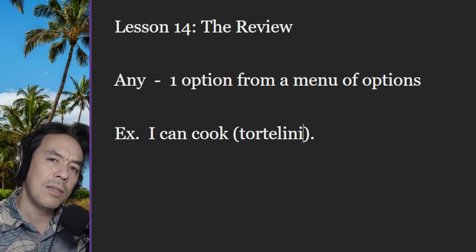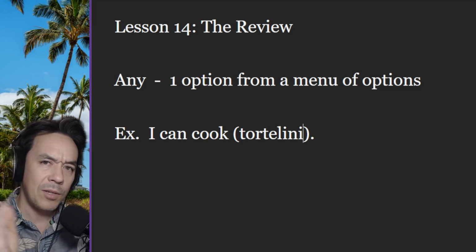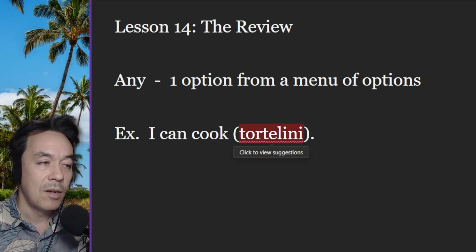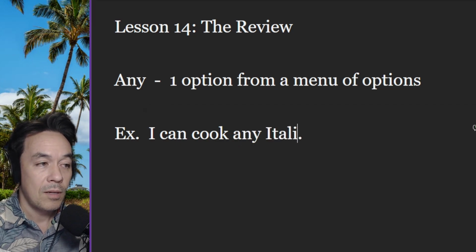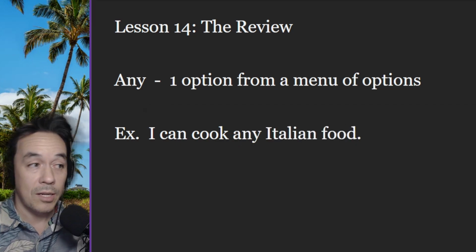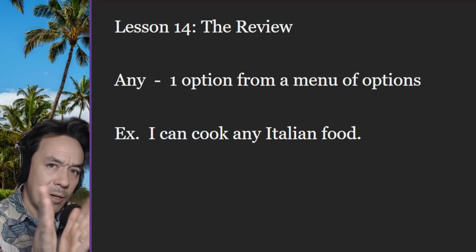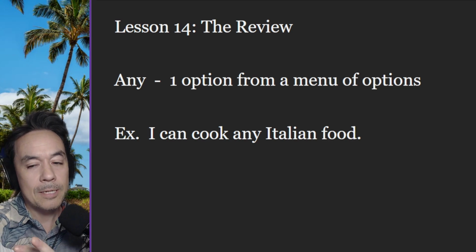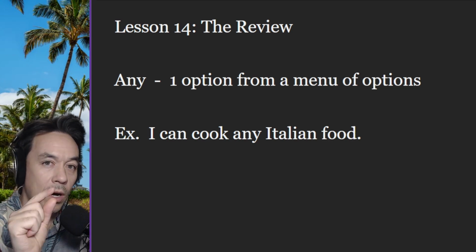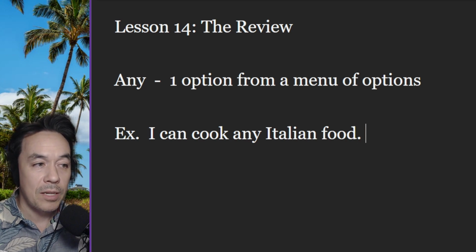So it means, you don't have to say "for example." You don't have to say that. We can just say any Italian dish or Italian food. So that's why it has that complete or absolute "all" feeling. But it's more about one example from a larger set or menu.